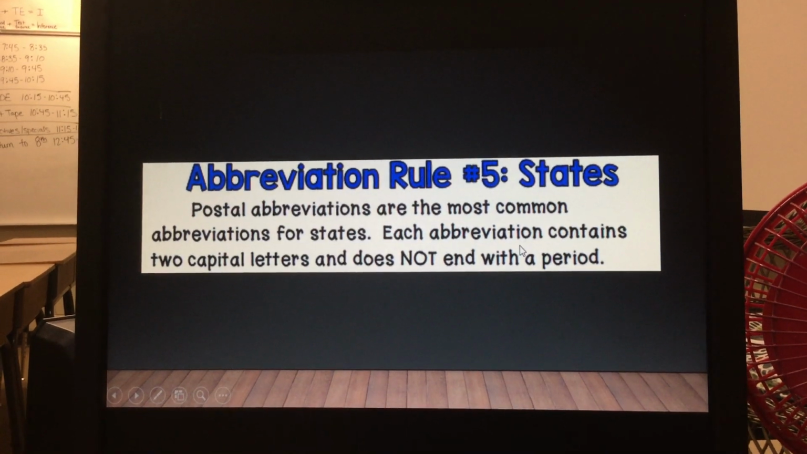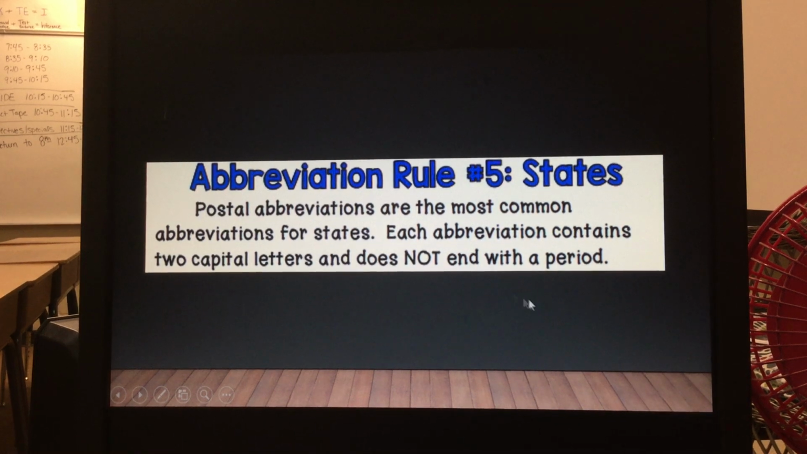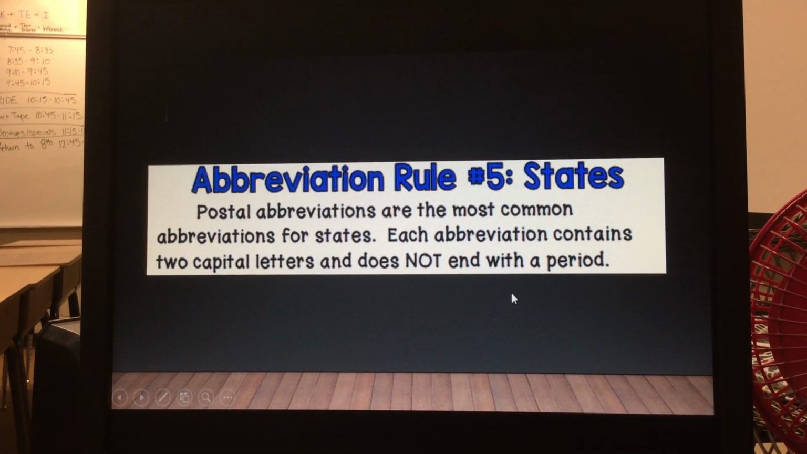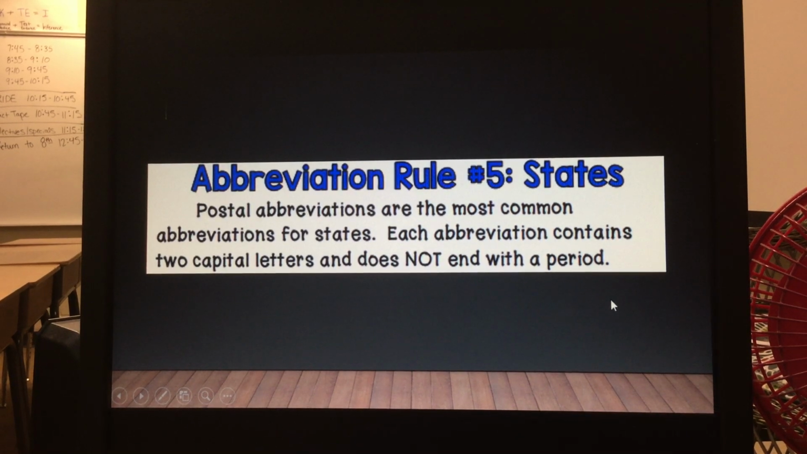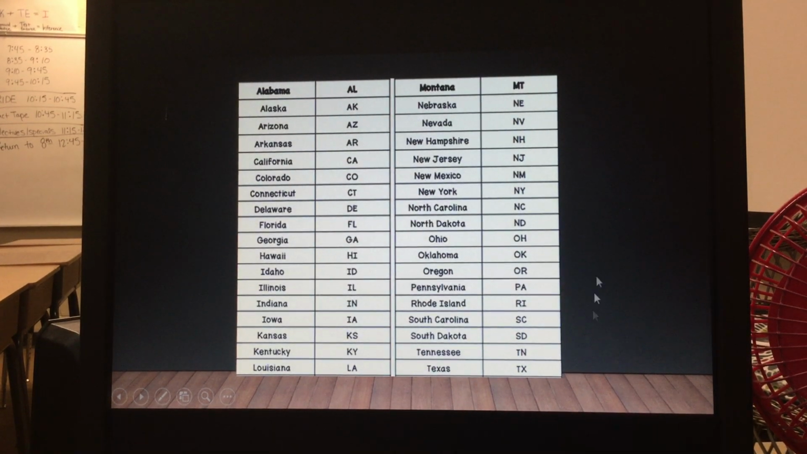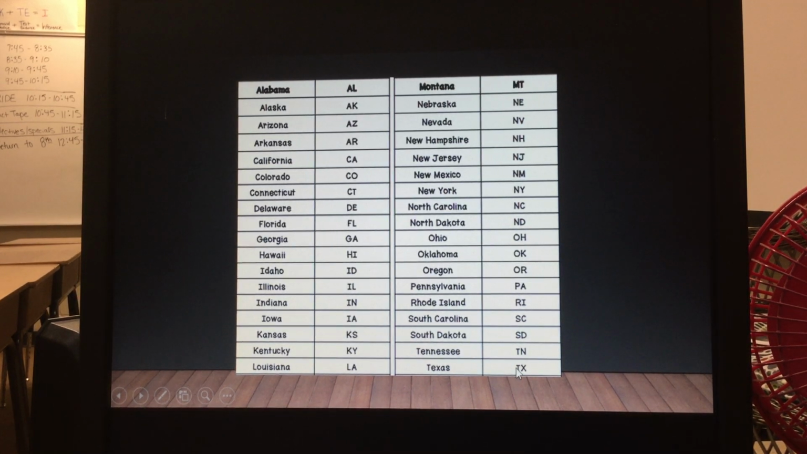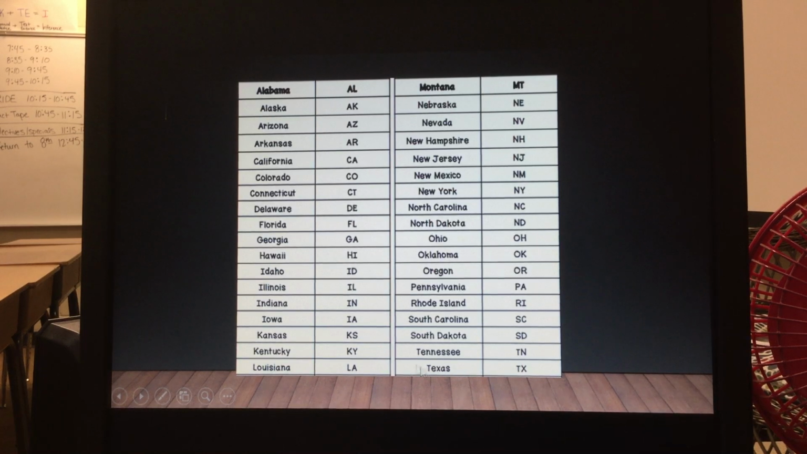Okay. Last rule. States. States are the easiest. They are 2 capital letters and they do not end with a period. So here is a list of most of the states. You can see Alaska is A, capital K, no period. Texas down here, capital T, capital X, no period. So no little letters and no periods for states.